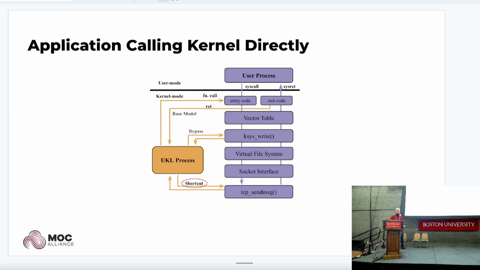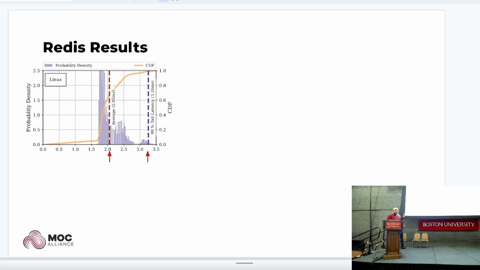Let's see some results of actually working with this. What we have here are the probability distributions of the latencies on calls to a Redis server. This one runs as a standard process in the Linux user space. The key things you need to pay attention to here are the two vertical bars, the red and the purple ones. These are the P50 latency and the P99 latency. And we'll see how they change as we apply some of these optimizations.